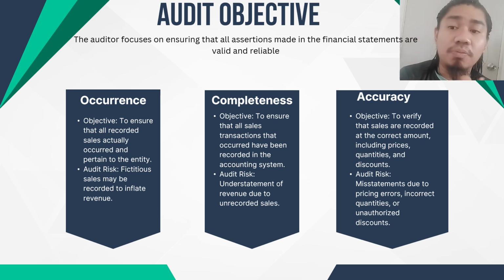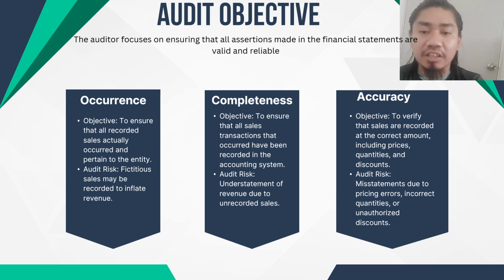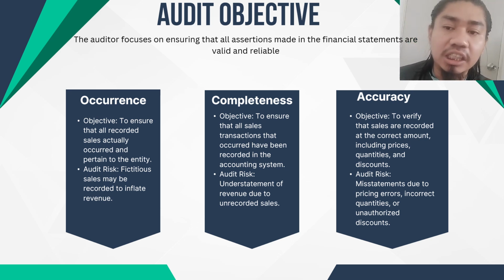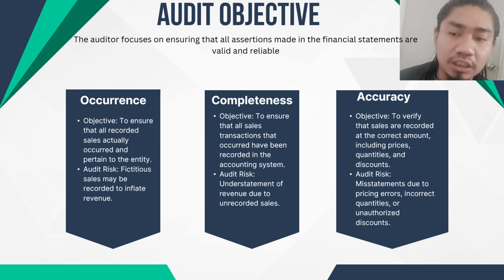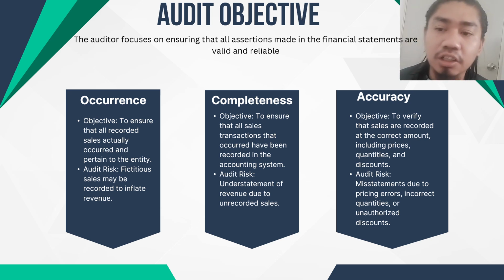Next is completeness. Our objective is to confirm that all the sales that actually occurred have been completely recorded in the accounting records. The related audit risk here is understatement of revenue due to unrecorded sales, particularly around the period cut-off. To test completeness, auditors usually trace the shipping documents.